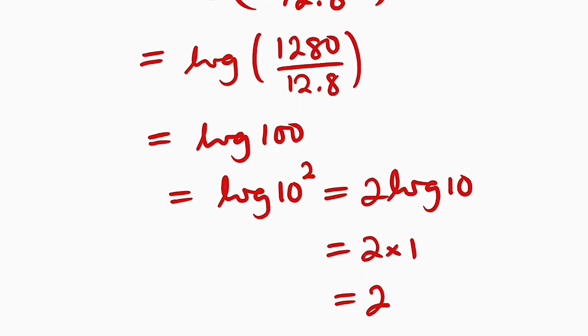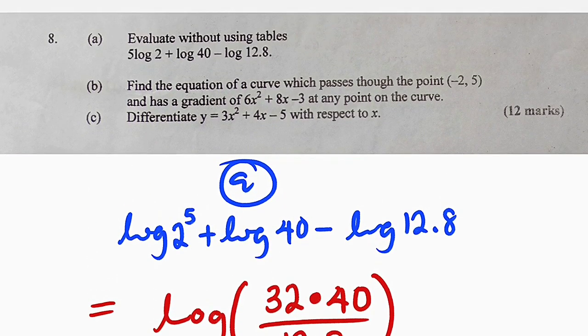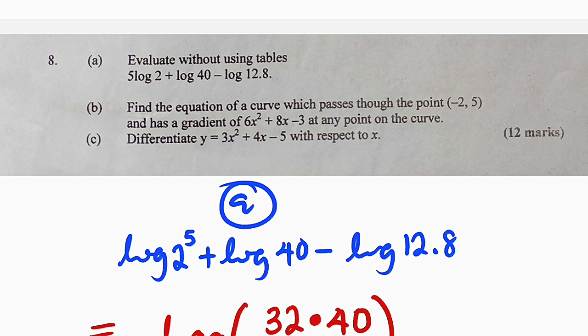You should know that this is log to base 10. A log of any number having the same base as the number is forever equal to 1. So this is 2 times 1 equal to 2. Let us take the second question here under question 8. We're asked to find the equation of the curve which passes through negative 2, 5 and has the gradient 6x squared plus 8x minus 3 at any point on the curve.